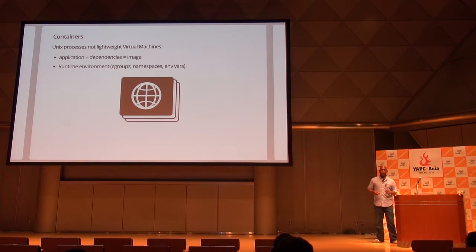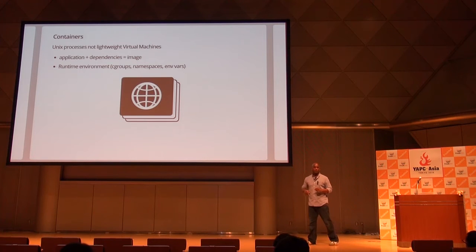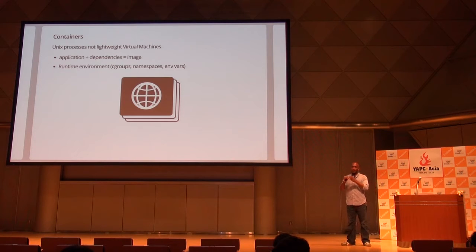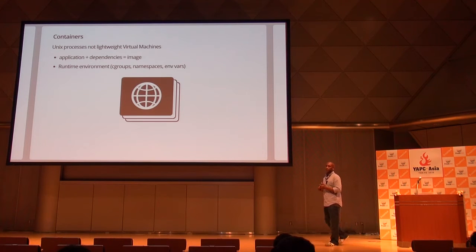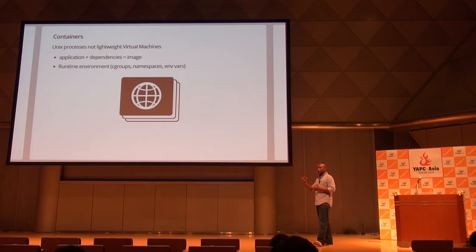I'm going to do a quick recap of what containers are. A lot of people treat containers like virtual machines. I think this is a mistake. A container is not a virtual machine. It's a Unix process. What makes it feel like a virtual machine is the fact that it's isolated from the other processes. And one of those key isolation points is the network namespace. So in the case of Docker, every container gets its own IP address and a set of corresponding ports.